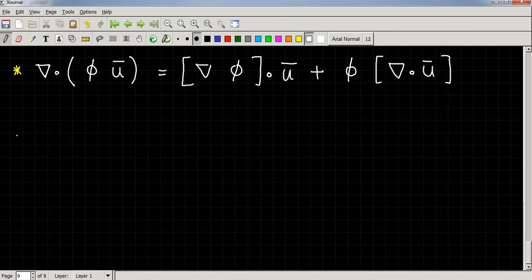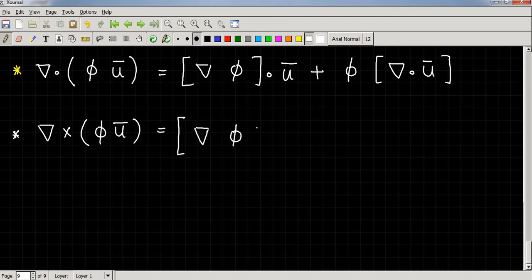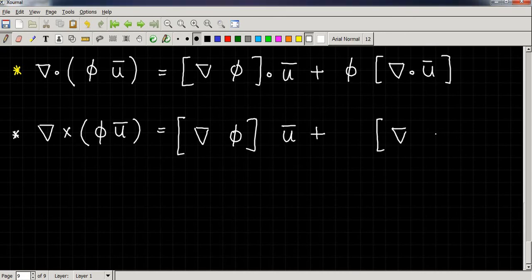Same is the case with curl of product of one scalar and one vector function. So we apply u into v rule: derivative of first function, second function as it is, plus derivative of second function, first function as it is. Since we are calculating vector product, we put cross sign in between two vector quantities.